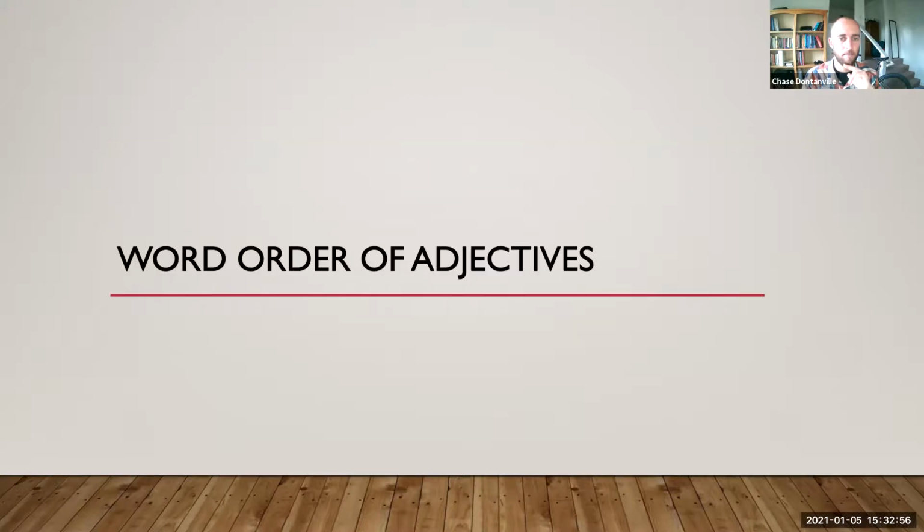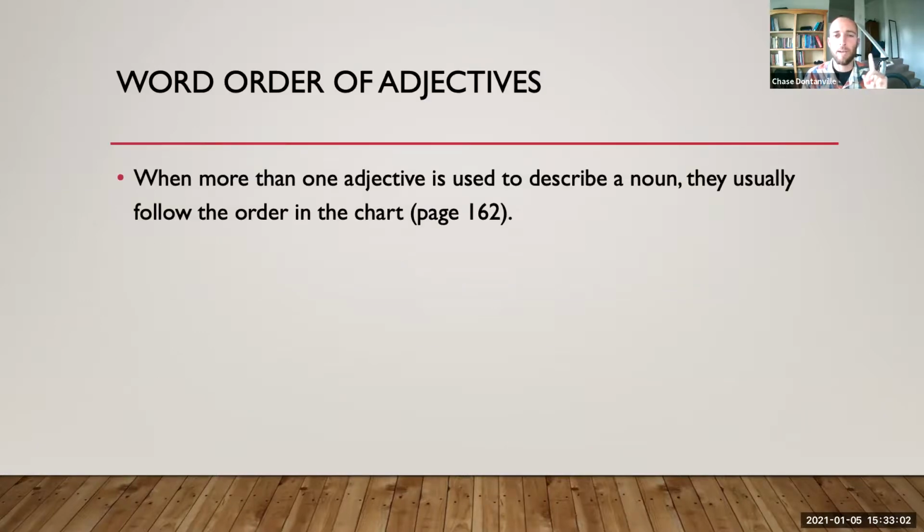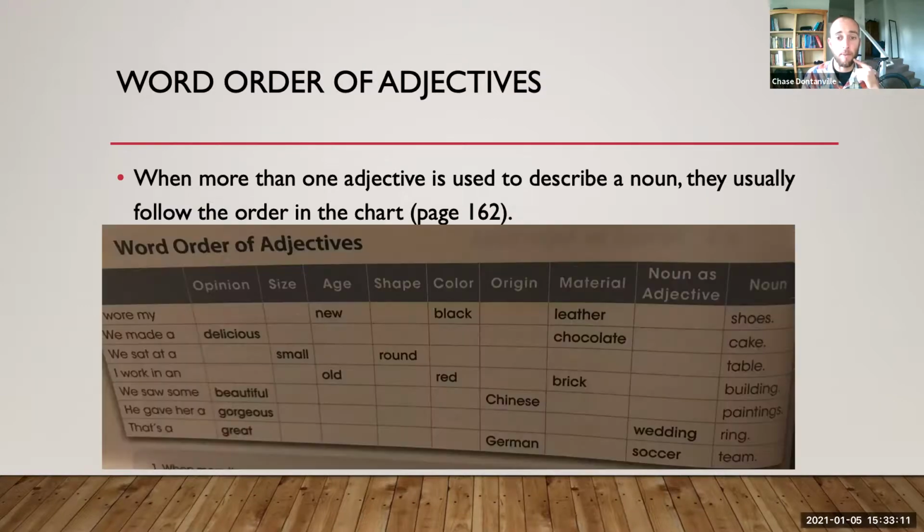Okay, finally, let's look at word order of adjectives. So when more than one adjective is used to describe a noun, they usually follow the order in the chart. So this chart is in your book on page 162. So you see we have an order: opinion, size, age, shape, color, origin, material, noun. Okay, so this is the order if you use multiple adjectives.